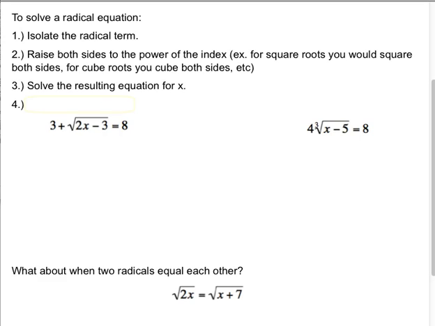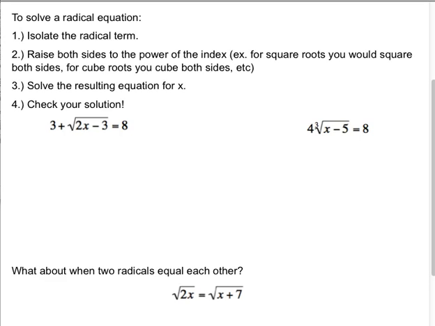Solve the resulting equation for x. So obviously, once you do all of that, you want to solve it for x, and then it's always a good idea to go back and actually check your solution. Make sure your solution works back in the original equation. So let's just dive right in and see how this works.